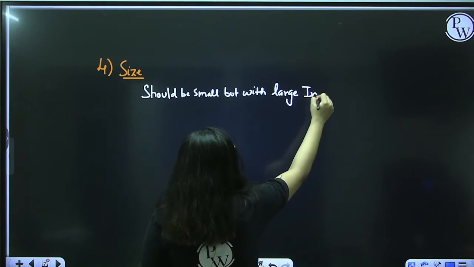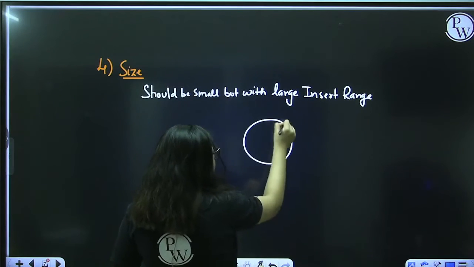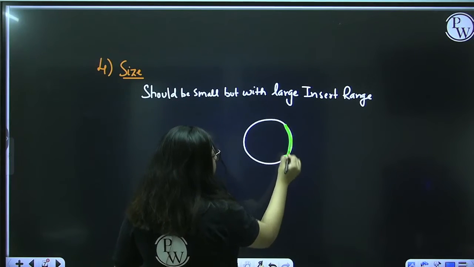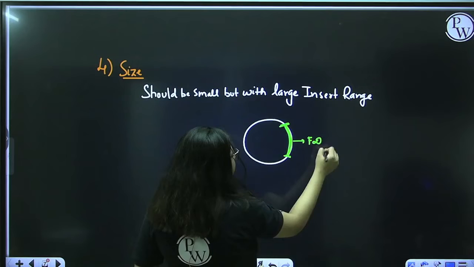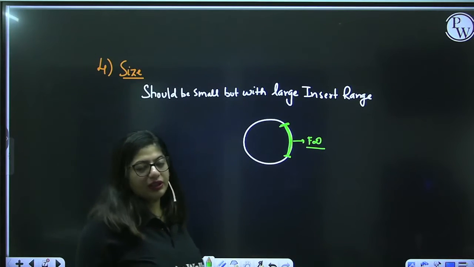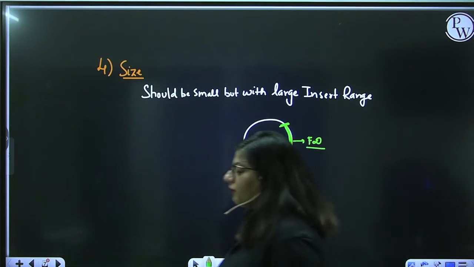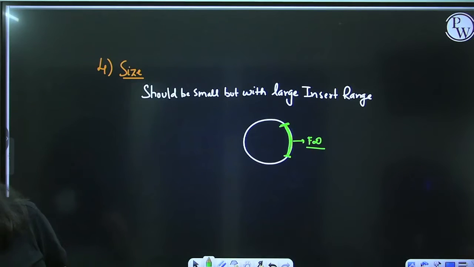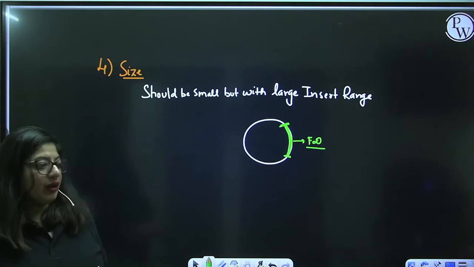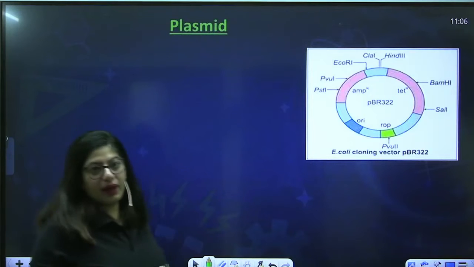What is insert range? For example, if I have this plasmid, it should have the maximum size to incorporate the foreign DNA. That is the insert range. If it has very little space to insert the foreign DNA, then it will not be a good one. So size is also one of the very important factors when you are talking about vectors. All right. So the vector that we are going to discuss first is your favorite, the plasmid.